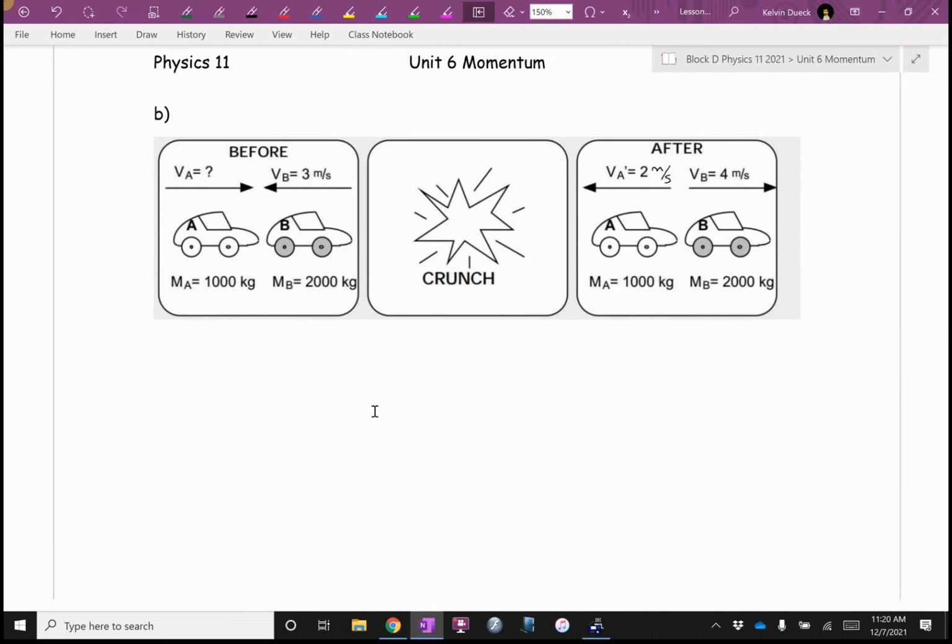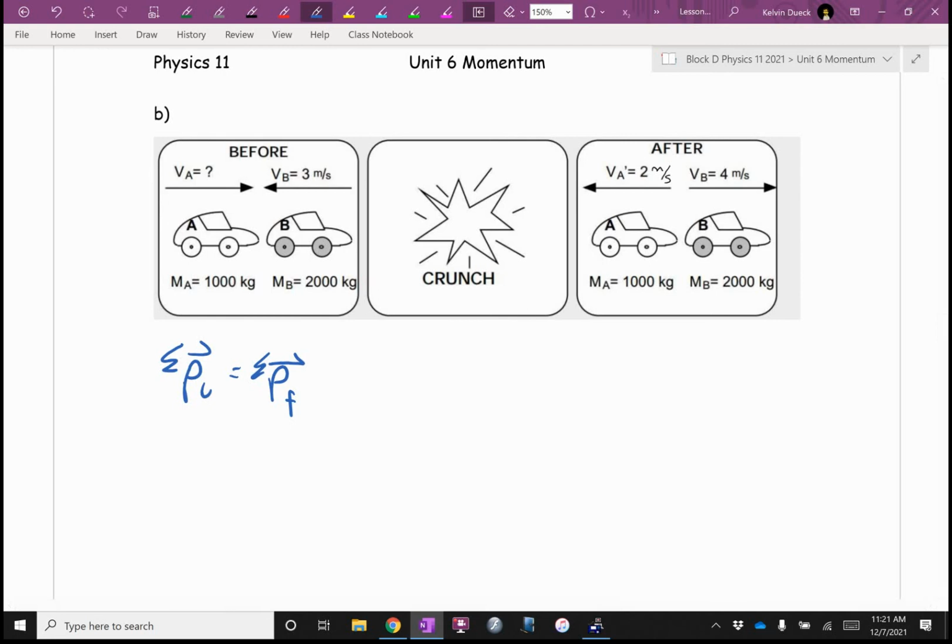Is there a collision? This is a job for conservation of momentum. What are they asking me to find? It looks like VA initial, how fast car A was going at the beginning. Okay. So, the sum of all the momentum we started with equals the sum of all the momentum we finished with.